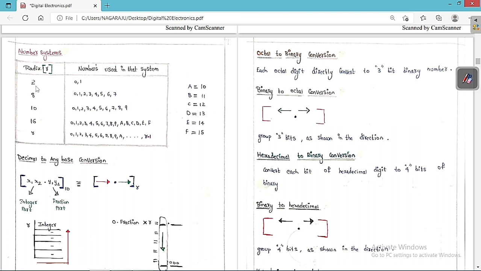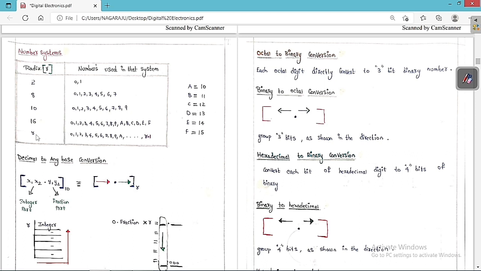For the binary system, the radix is 2, and the numbers used in the system are 0 and 1. For the octal number system, the radix is 8, so we choose the numbers from 0, 1, 2, 3, 4, 5, 6 and 7. For the decimal number system, the radix is 10, so the numbers used are 0, 1, 2, 3, 4, 5, 6, 7, 8 and 9. For the hexadecimal number system, the radix is 16, so we choose the numbers from 0, 1, 2, 3, 4, 5, 6, 7, 8, 9, A, B, C, D, E, F.